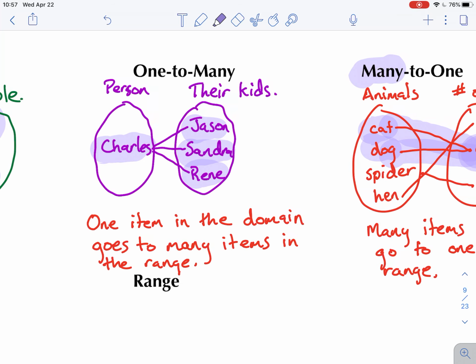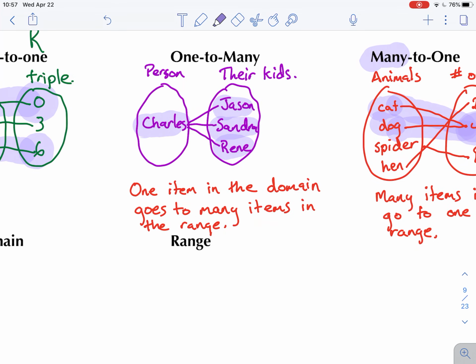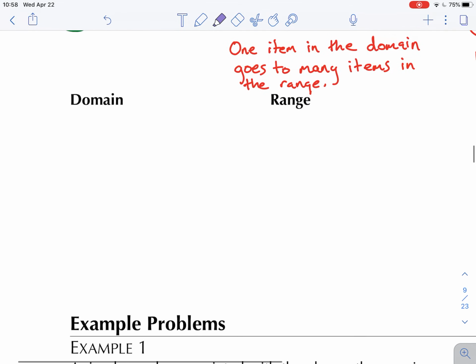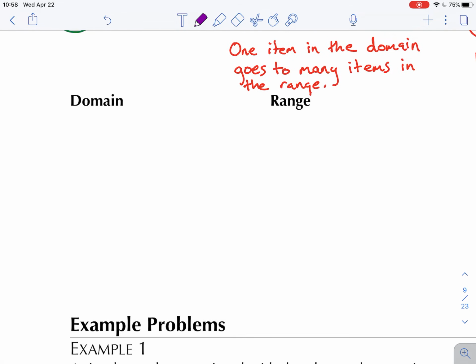Now I was lazy, I didn't list my whole family here, there's 3 more. But for sake of time, I only did 3. So one item in the domain goes to 3 items in the range. Now you can have a many-to-many relation as well, where many items in the domain go to many items in the range. It gets very confusing, but these are the ones you need to know.